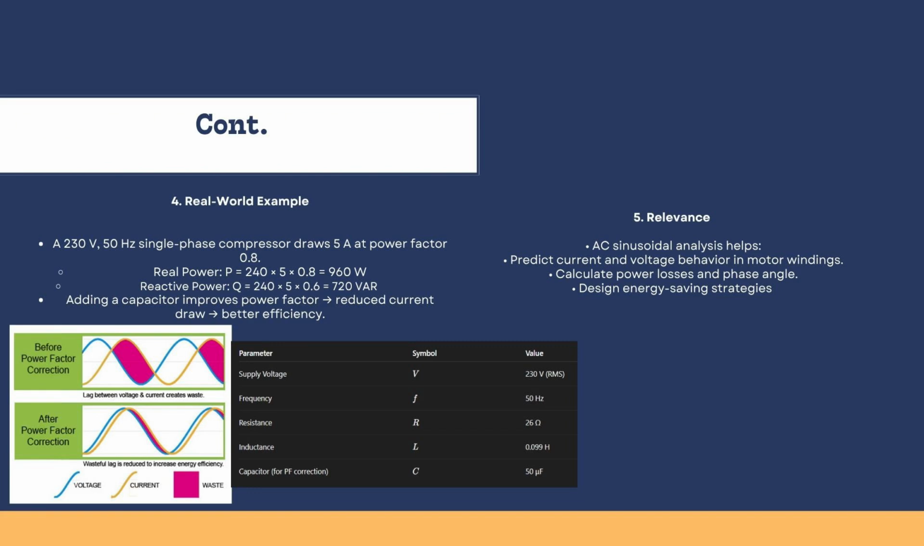But when the run capacitor is added, it generates a leading current that partially cancels the lagging current. This improves the power factor, allowing the same motor to run more efficiently while drawing less current. So overall, the capacitor acts as a power factor corrector. It helps reduce the total current, it decreases the energy losses, and it allows the HVAC system to deliver the same cooling output while using less power from the supply.